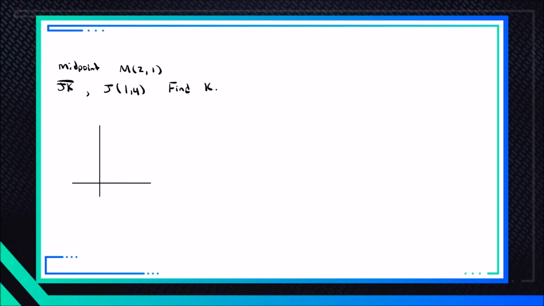Our second example is going to be a little bit different. We're going to be given the midpoint of a line segment. So the midpoint has the coordinate M, which is equal to 2, 1. And we are looking at segment JK, and all we know is endpoint J, which has coordinates 1, 4, and we need to find the coordinates of K. And so if we go ahead and draw this out on the coordinate plane, it's a huge coordinate plane, we don't need it that big.